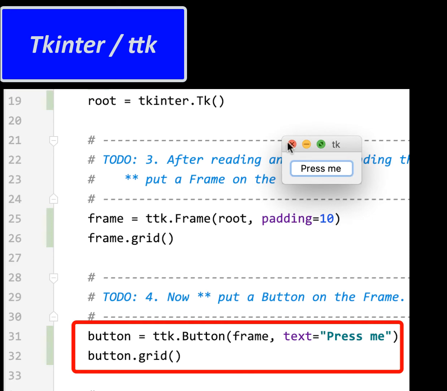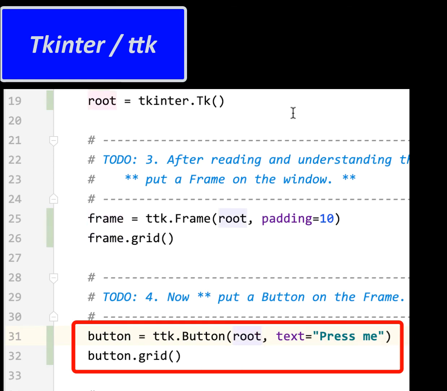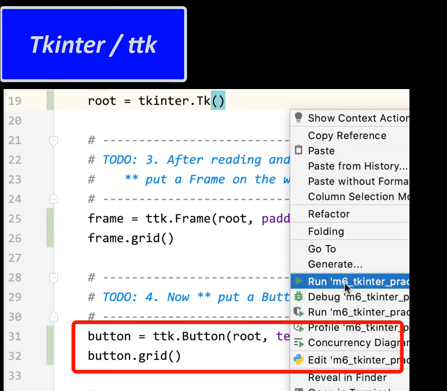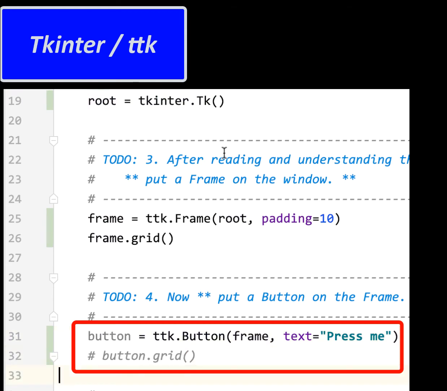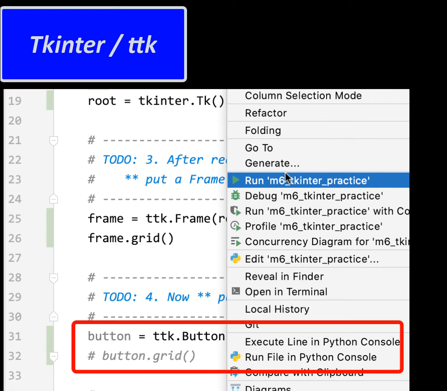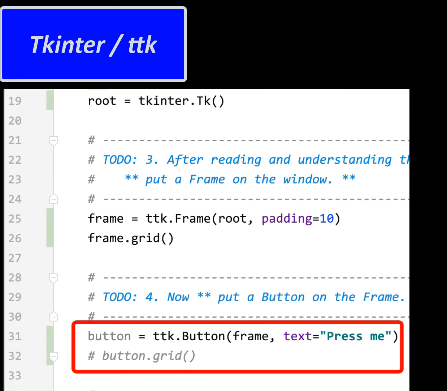Now I want to show you a couple of errors, so do not do these. If you had in fact put the button on the root when you run, you get a different looking thing. You get the "press me" button, but it's on the root, not the frame, so it doesn't have that padding. And then I want to show you what happens if you omit the gridding of the button. Well, then you get something you just can't see. Again, it's tiny because the frame has nothing on it.